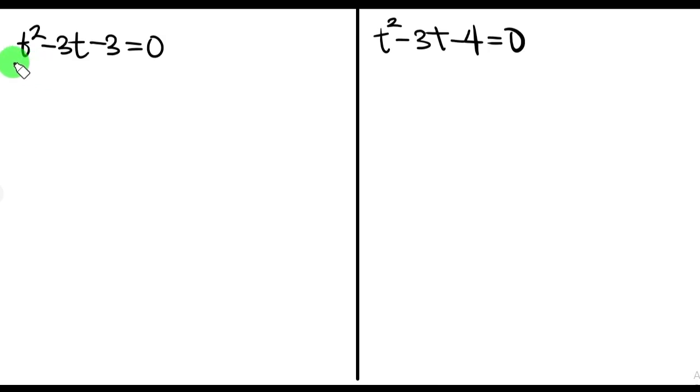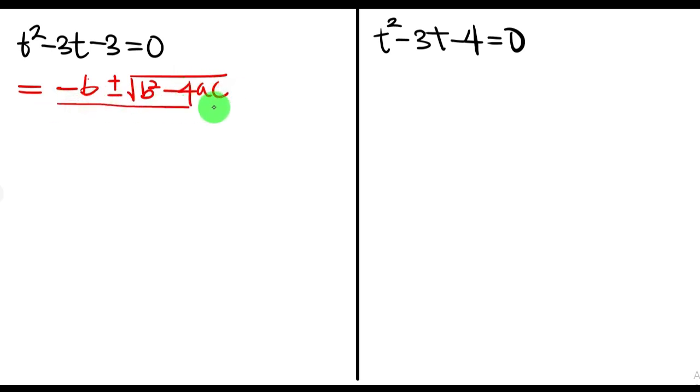For this quadratic equation, I'm going to use the quadratic formula to step this further. That is, the value of t is going to be minus b plus or minus the square root of b squared minus 4ac, everything over 2a. In this case, the value of my a is equal to 1, that is the coefficient of t squared. Then the value of my b equals minus 3, that is the coefficient of t. Then the value of my c equals minus 3 also, that is the constant there.